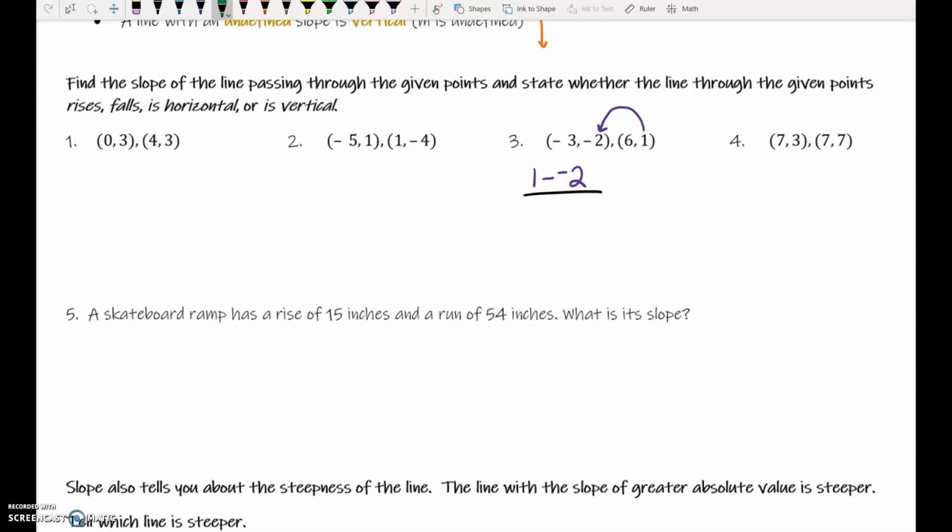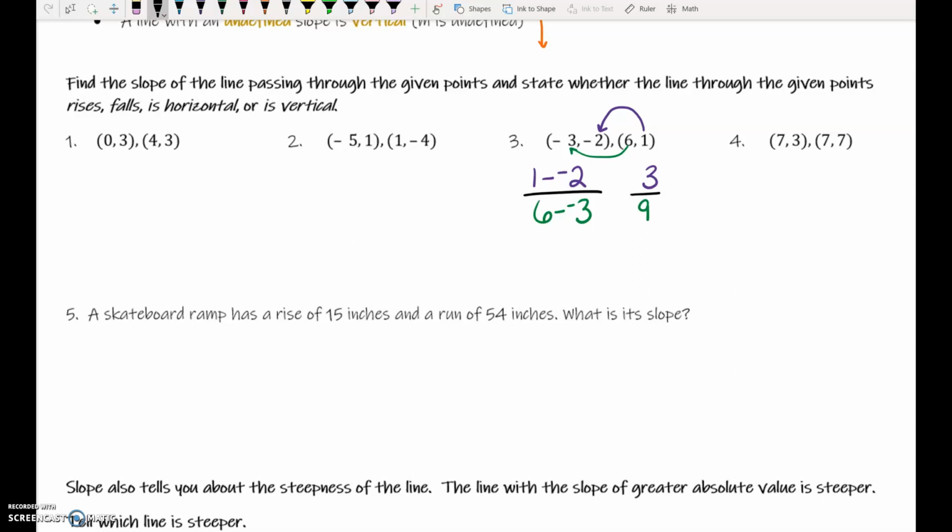On the bottom, we are going to subtract the x's. 6 minus a negative 3. Do you see how I went the same direction both times? If I started with the second point, I went to the first point. Make sure you do that the second time. This gives me 1 plus 2, which is 3, over 6 plus 3, which is 9.